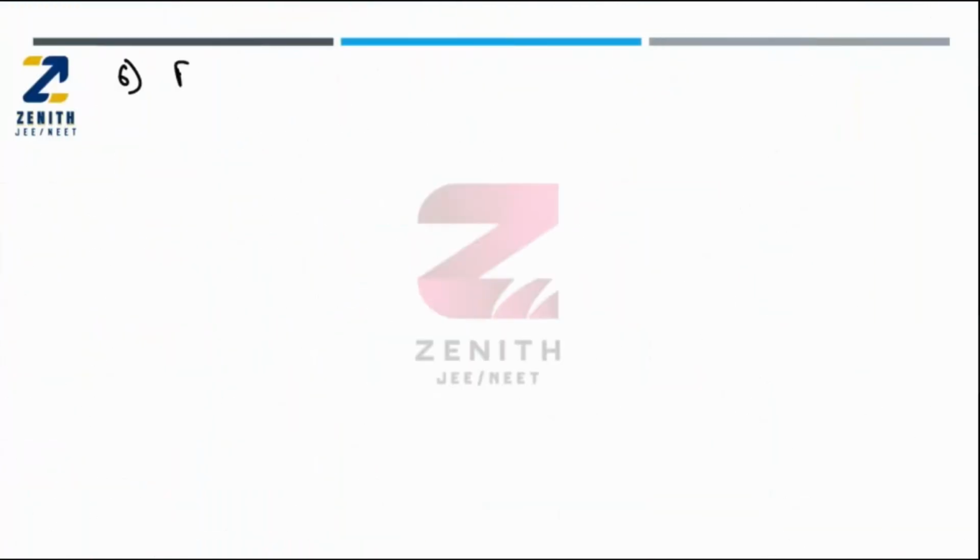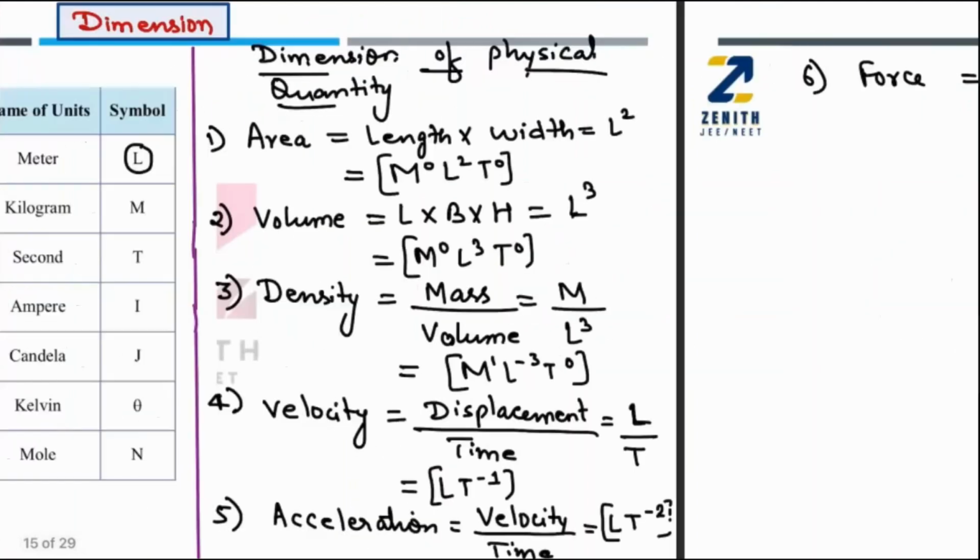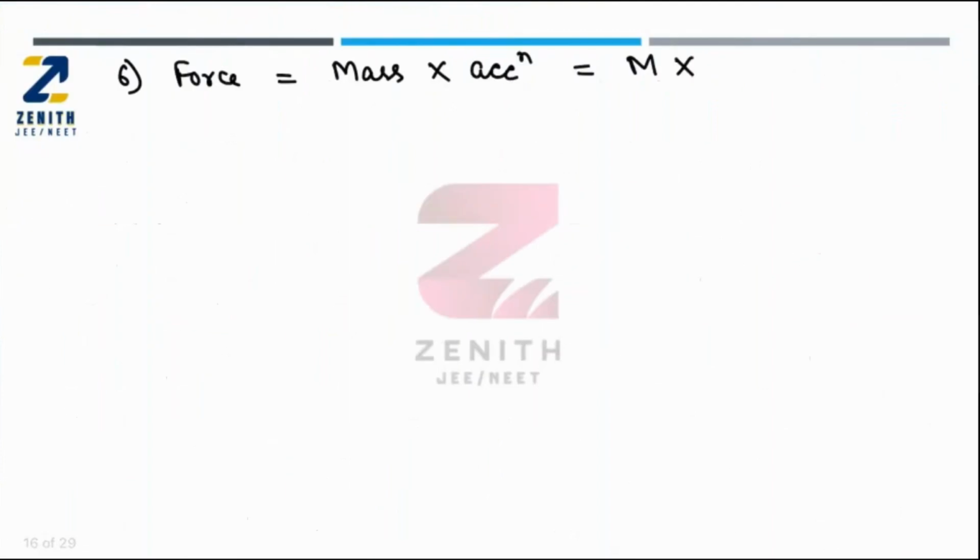Now the next one will be for force. Force क्या है? Mass into acceleration. Mass क्या है? For mass is M. Acceleration के लिए अभी पता है हमको L T minus 2. That means length per time square. तो ये बन जाएगा M L T minus 2 is the dimension of force. Similarly, you can define for work also.